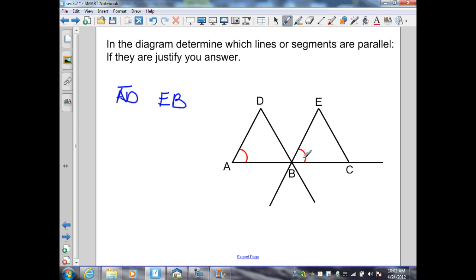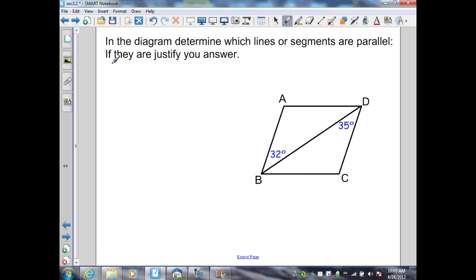And these two angles are corresponding angles. Therefore, the converse of the corresponding angle postulate, if corresponding angles are congruent, then the two lines cut by the transversal must be parallel.